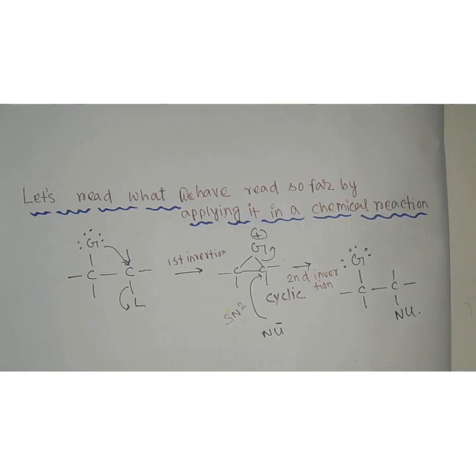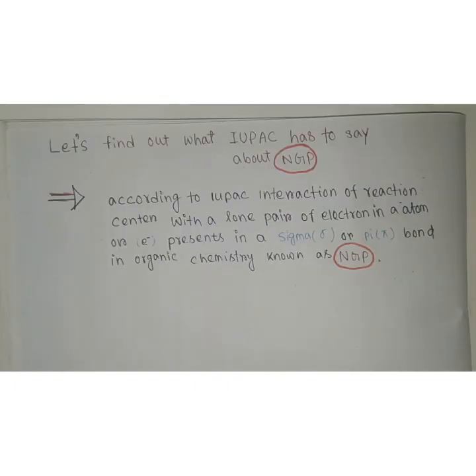Okay, let's find out what IUPAC has to say about NGP. According to IUPAC, the interaction of a reaction center with a lone pair of electrons in an atom, or with electrons present in a sigma or pi bond, in organic chemistry is known as NGP.